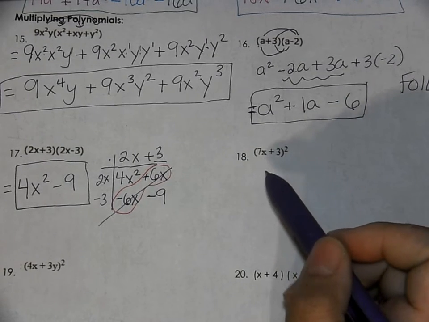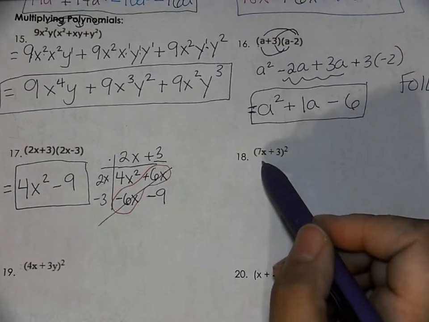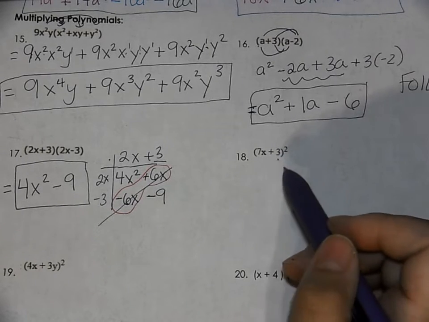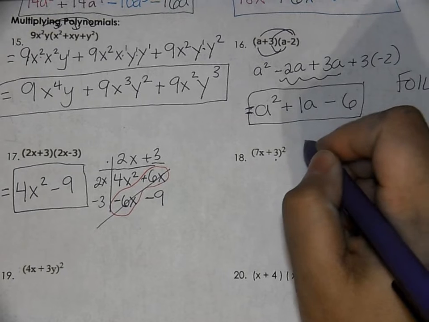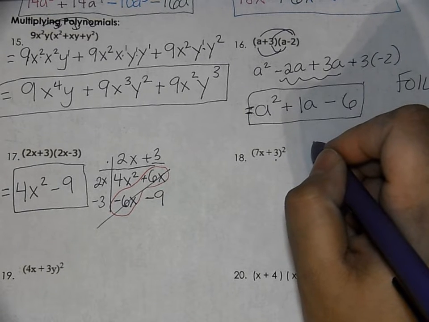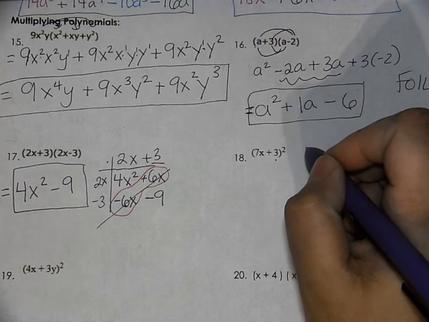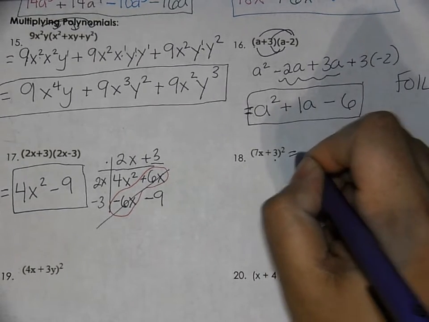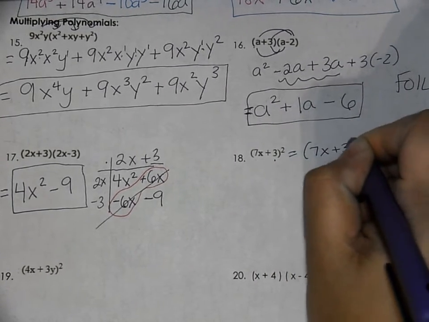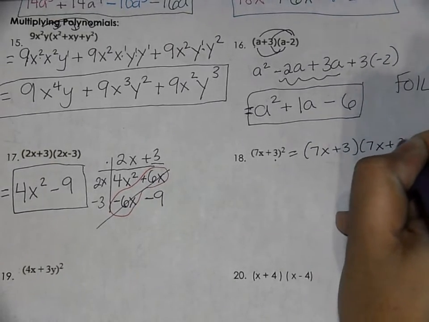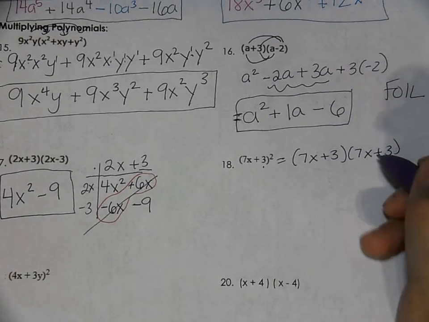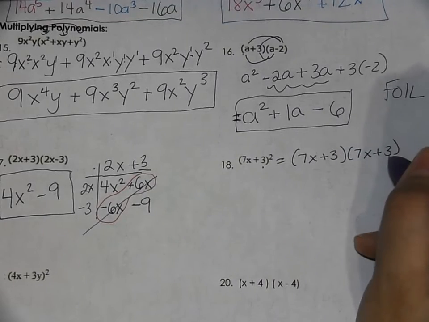Here's another one, and a common mistake on this is to try to square the first and the last numbers. You can't do that. So please do not say it is 49x squared plus 9. I know the answer will be sitting there and it's not correct. Okay, instead, I have to write this out twice. 7x plus 3, 7x plus 3, and then use FOIL or box method to try to multiply this together.